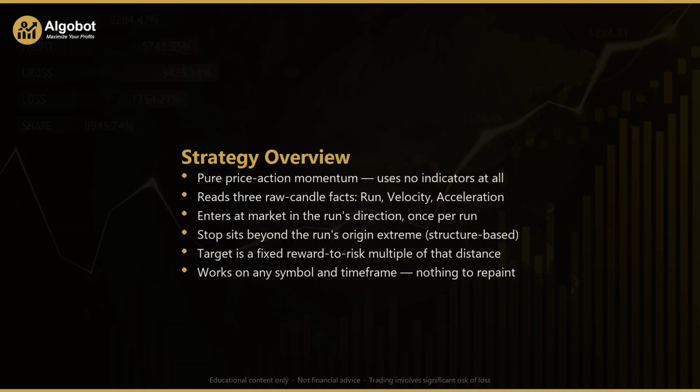The first fact is the run, a sequence of consecutive bars all closing in the same direction, which tells the strategy that price is persisting rather than chopping back and forth. The second is velocity, the net distance price has traveled across that run, measured against the quiet average bar range that came before it. The third is acceleration, whether the most recent candle is still expanding, proving the thrust is alive rather than exhausting.